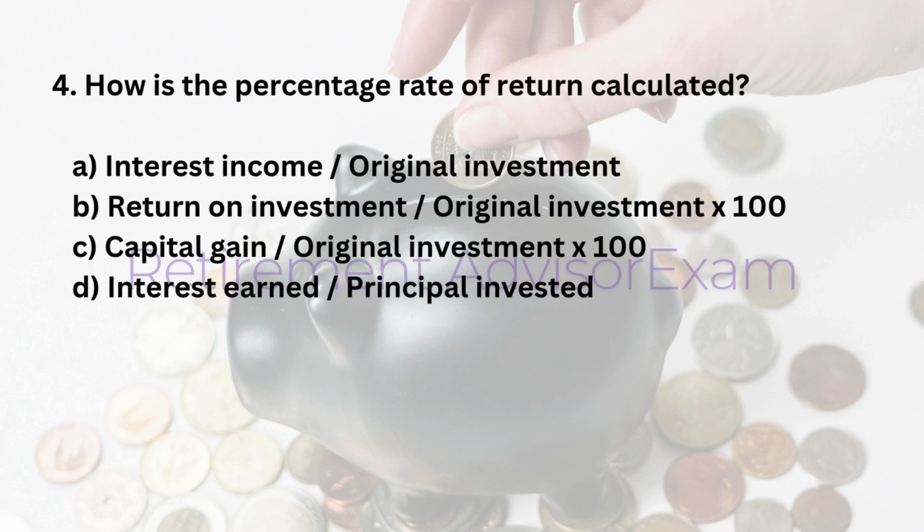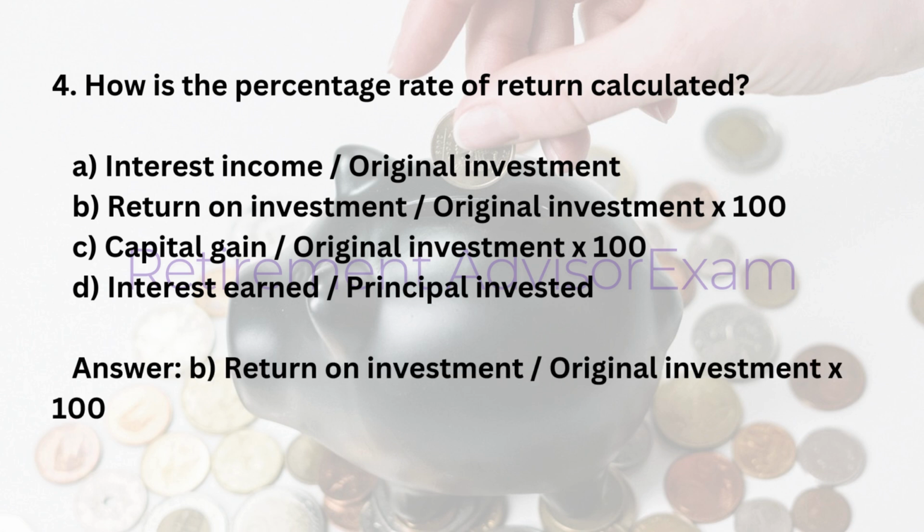4. How is the percentage rate of return calculated? A. Interest income / original investment. B. Return on investment / original investment x 100. C. Capital gain / original investment x 100. D. Interest earned / principal invested. Answer: B. Return on investment / original investment x 100.